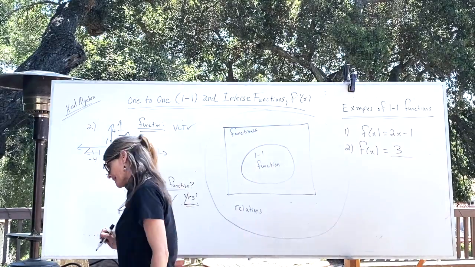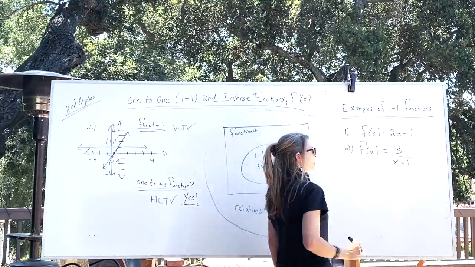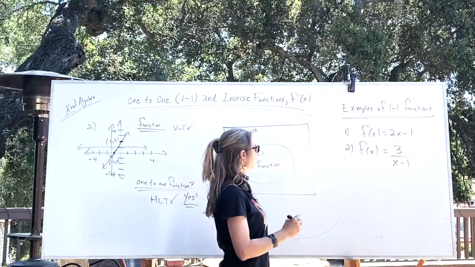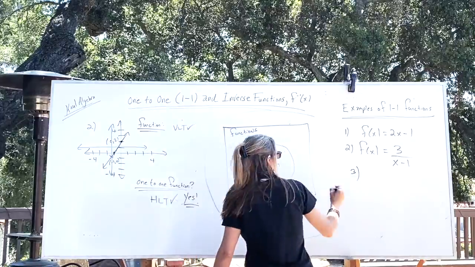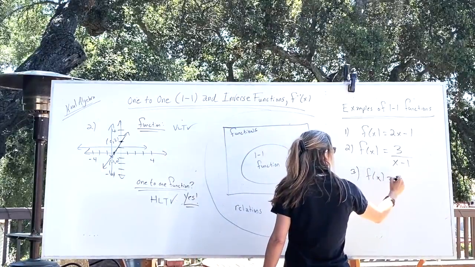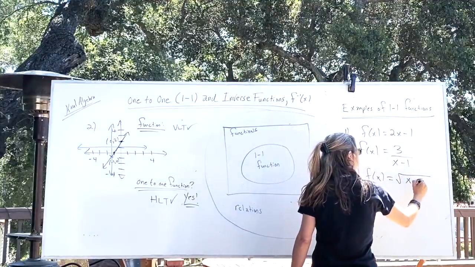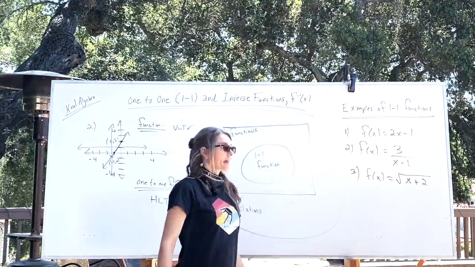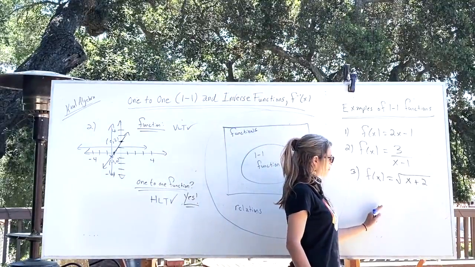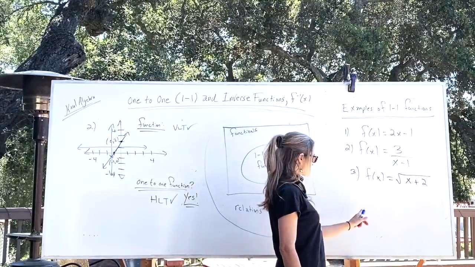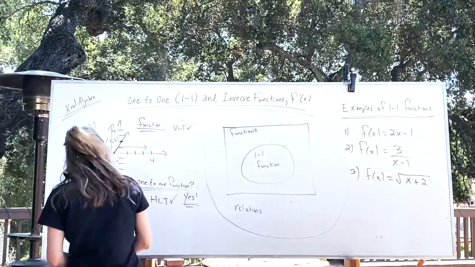I'm going to number my examples because I'll come back to these. 2, f of x equals 3 over x minus 1. Here I have a rational function that's a one-to-one function. And 3, let's say there are some square root functions as well. f of x equals the square root of x plus 2. That's a one-to-one function. And if you draw that out, you'll have a half parabola that starts at -2, 0. And then there's many, many others.